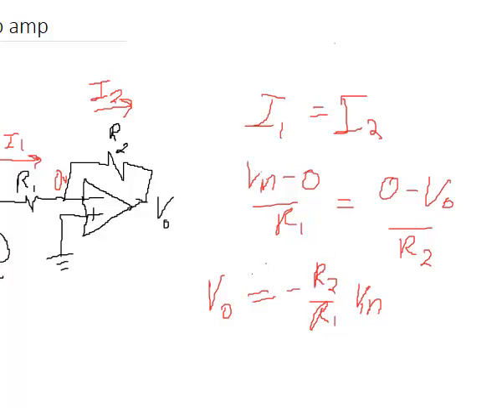This is important because we know that whatever voltage we put in, the voltage sign will be flipped since we have the negative sign, and we know that since it's R2 over R1, we can make the output voltage larger or smaller than our input voltage.